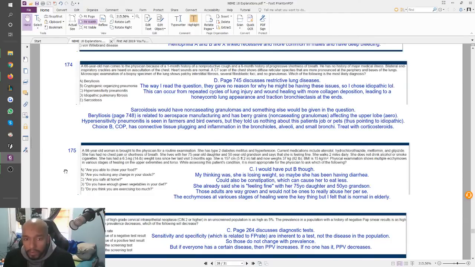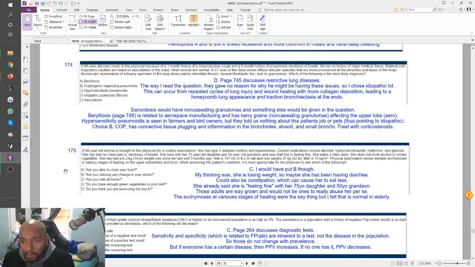Okay, so she lives with these two. And she says that she is feeling fine. She walks 2 miles daily, does not drink alcohol or smoke cigarettes, has had a 14-pound weight loss since her last visit 3 months ago, which is concerning. She is 5'2" and weighs 82 pounds, which is pretty low. Even for her height, you see BMI is very low, so these are looking a little concerning, right?